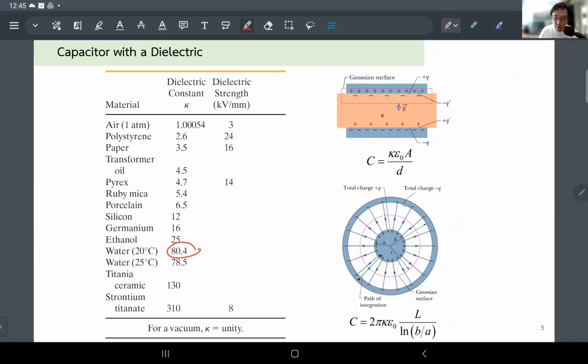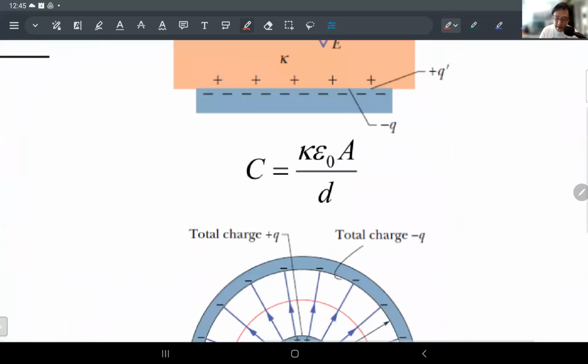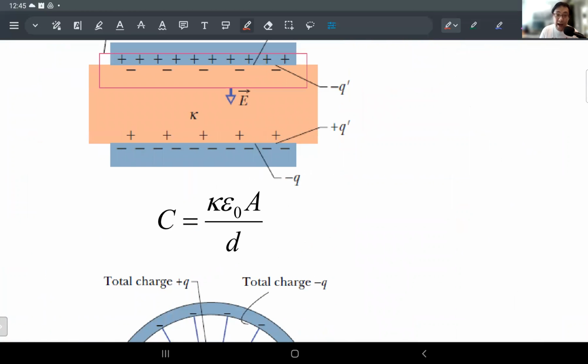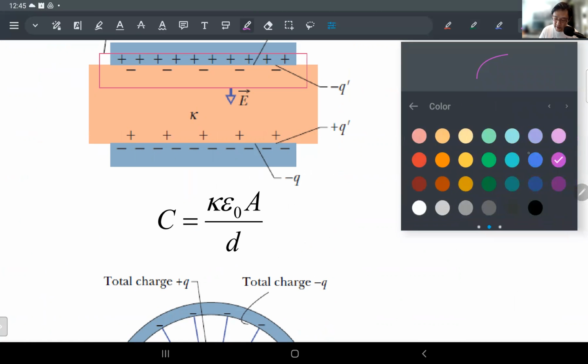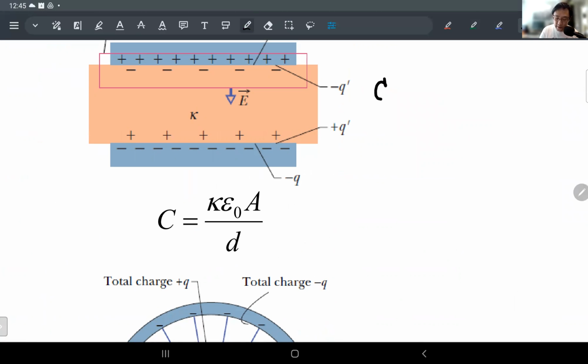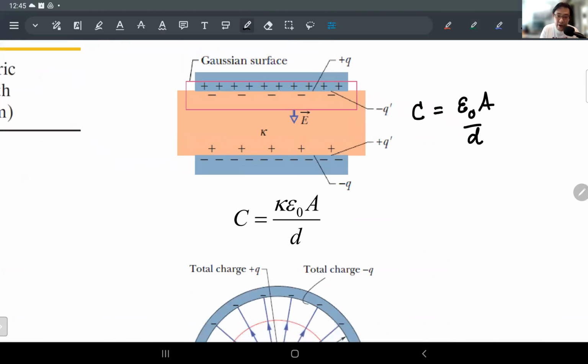Remember the formula for the capacitance of the capacitor? Okay, let me write it down. For the parallel plate capacitor, it is epsilon naught A over d, right? This is the one that has a vacuum in between. But now once I squeeze in the dielectric material, what I'm doing is just multiplying by the dielectric constant and I'm done. That's it, guys. Okay.